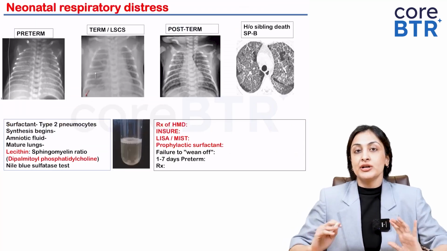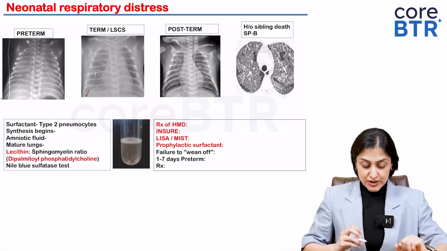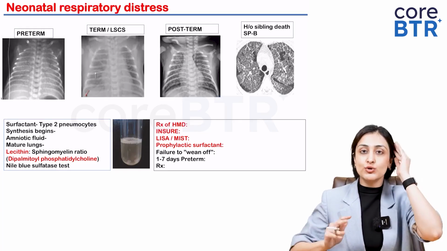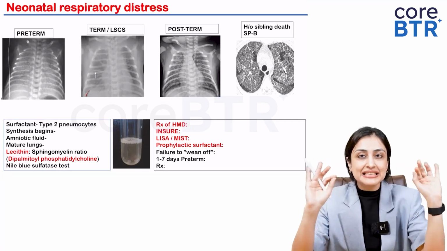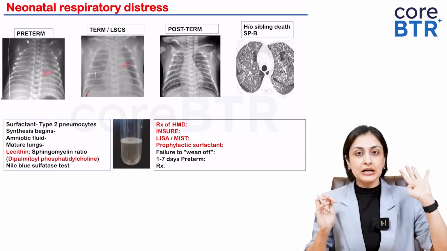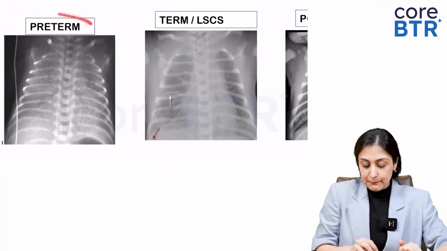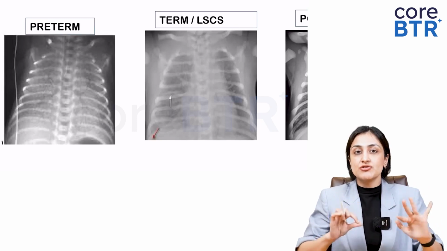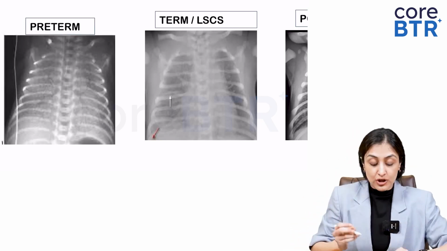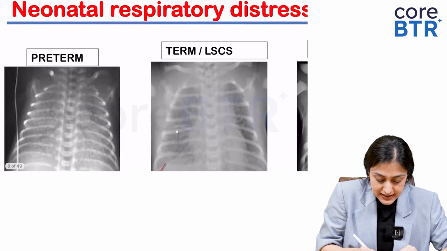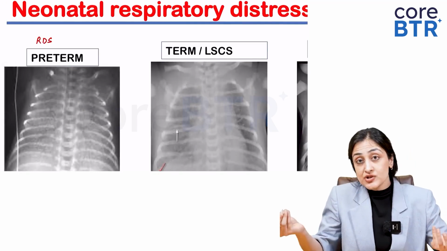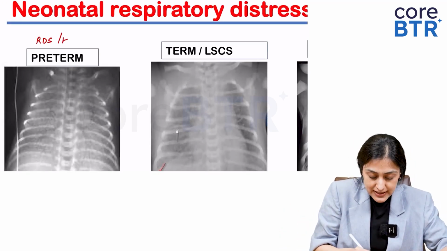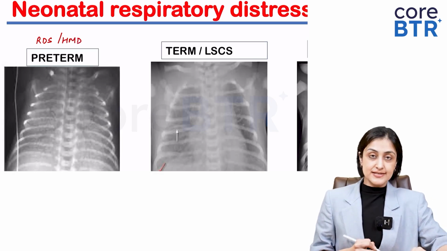So now talking about neonatal respiratory distress. So this is where you have to look at two things, okay? One will be a clinical buzzword and second will be the X-ray, right? So first thing, preterm baby. The moment you hear preterm baby with respiratory distress at birth, only one thing should come to your mind, and that is RDS, respiratory distress syndrome, also called hyaline membrane disease, right?